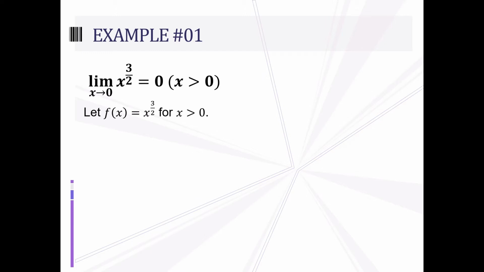So first, we let f of x be equal to x raised to 3 over 2 for x greater than 0. And we know that x raised to 1 half is greater than or equal to x but less than or equal to 1 for x greater than 0 but less than or equal to 1. Pwede nyo i-check ito sa inyong calculator, okay? Na kapag between 0 to 1 yung value ng x natin, true itong inequality na ito.